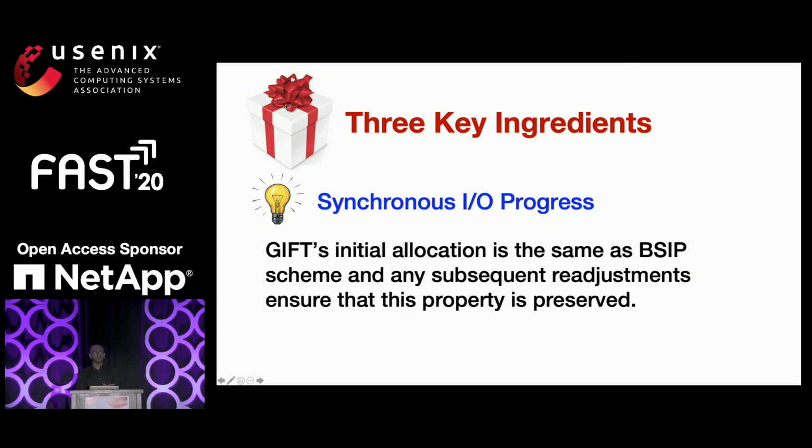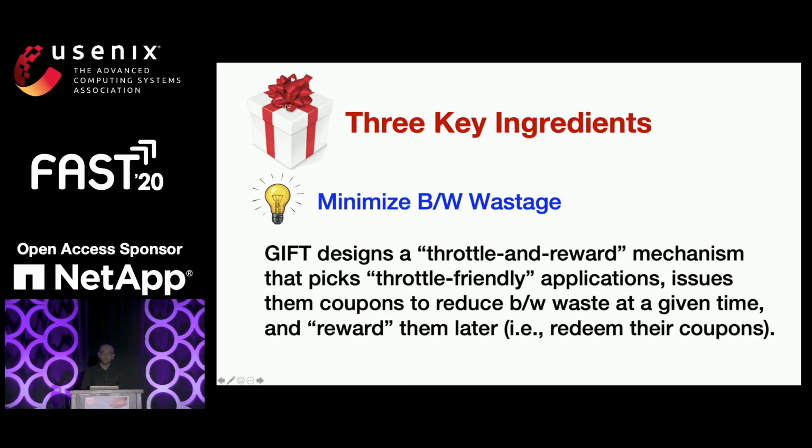With BSIP, it does fair and synchronous allocation for all the applications initially. And then GIFT builds on this, making subsequent readjustments to ensure that this property is preserved, which is the property of synchronous I/O progress. And the last ingredient is to minimize the bandwidth wastage. So in minimizing the bandwidth wastage, we will need to throttle some of the applications and expand the allocation of the other applications. And this obviously creates the issue of unfairness. And we will give out coupons to these applications and then reward them at a later time by redeeming them.